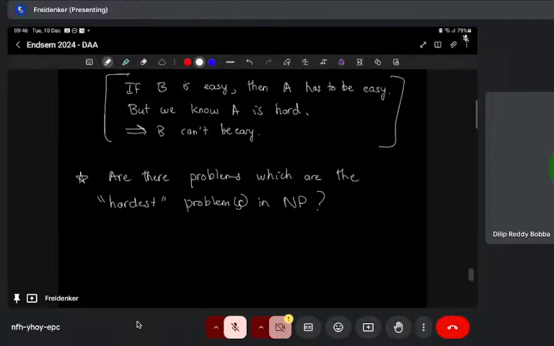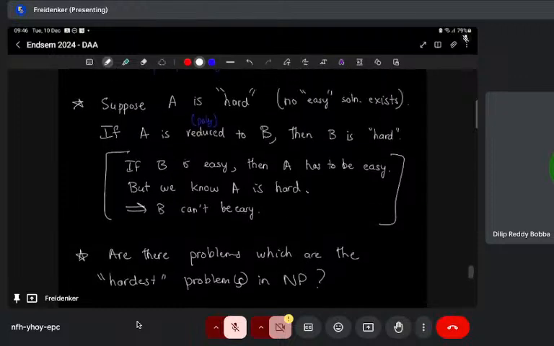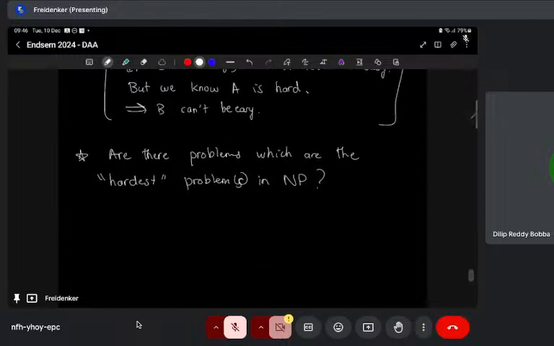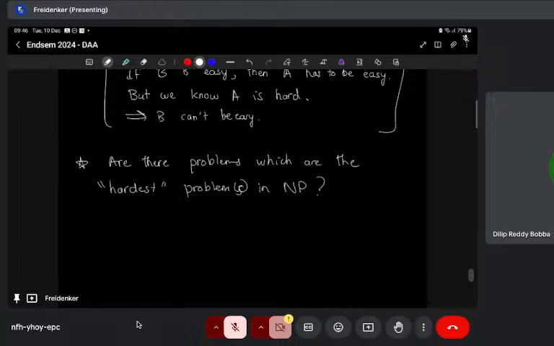Previously, what did we see? We saw that if there's any hard problem, I can't reduce it to any other simpler problem. And if I am able to reduce it, the problem to which I'm reducing my problem is also a hard problem. So there's no escape. The moment you find an easy problem to which you can reduce your hard problem, the problem no longer becomes hard. It's going to be easy. But we know that A is a hard problem. So if you're able to reduce A to B, it means B is also a hard problem. Fine. So the other question we want to move ahead with: are there problems which are the hardest problems in NP?